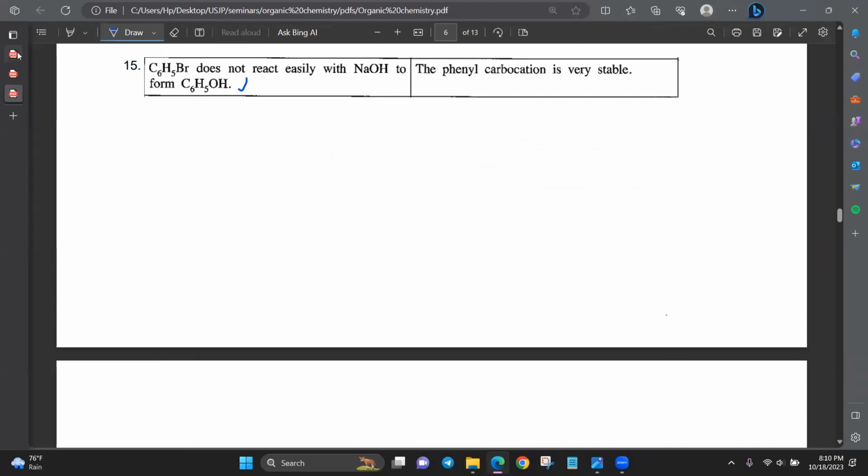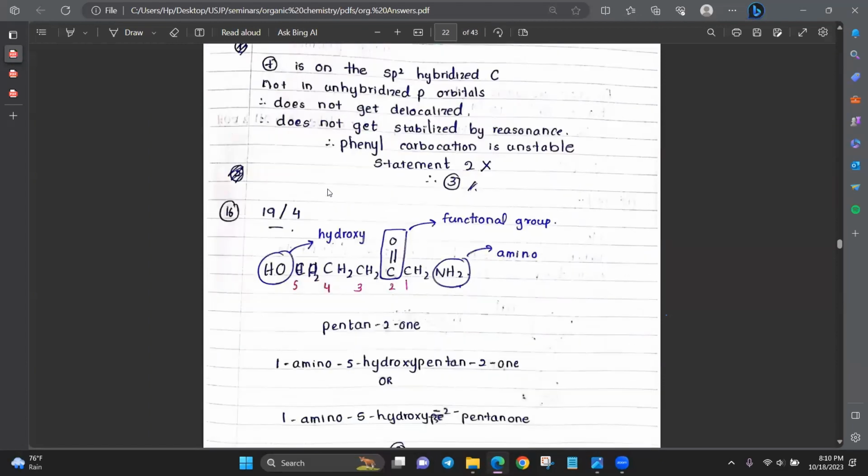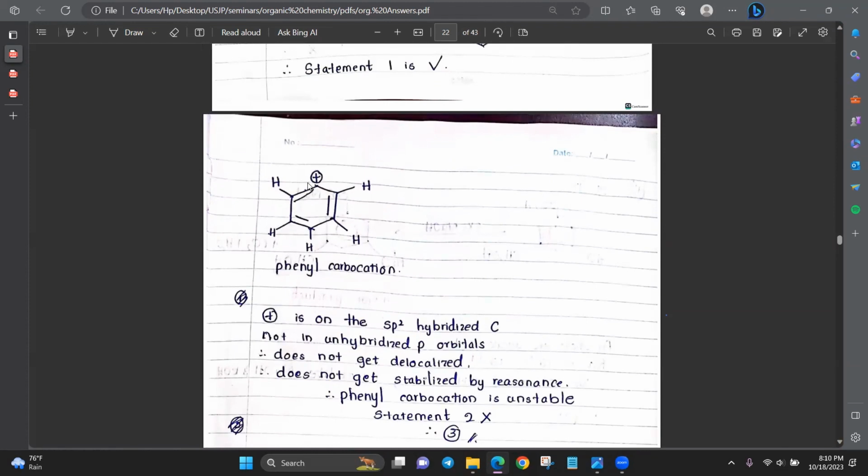The phenyl carbocation is very stable. This is the phenyl carbocation. Phenyl carbocation means for benzene, a plus charge is attached. If we consider the hybridization of this plus charged carbon, what is the hybridization? sp2. So this plus is there on an sp2 hybridized orbital, not on an unhybridized p orbital. Therefore, this plus charge will not get delocalized throughout this benzene ring.